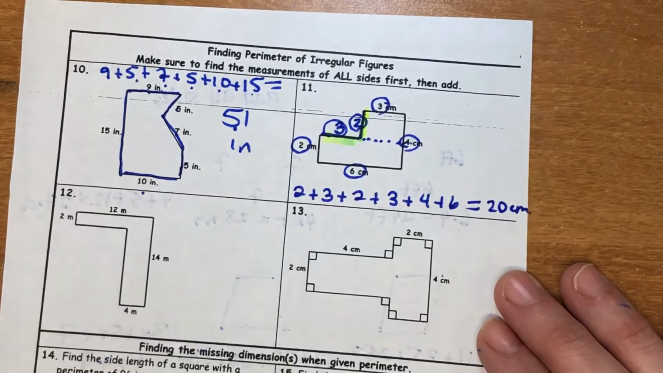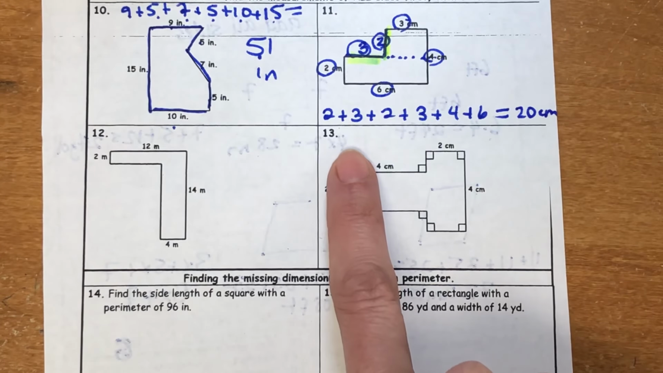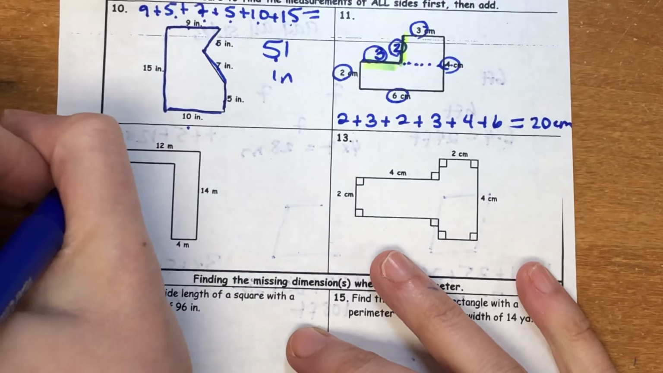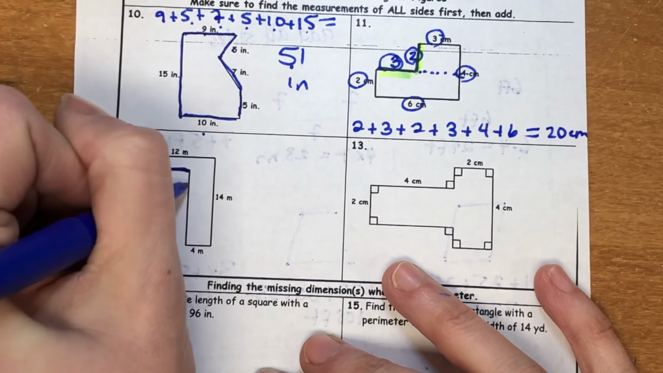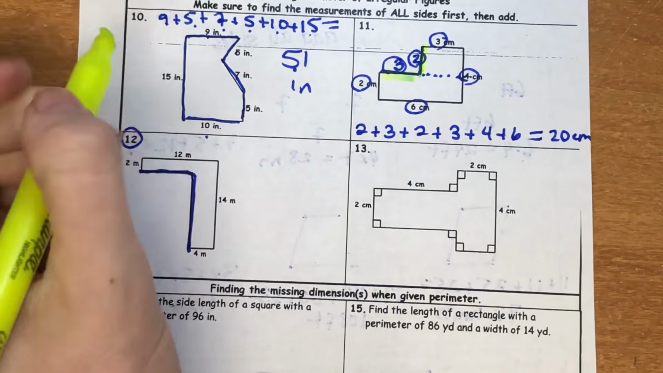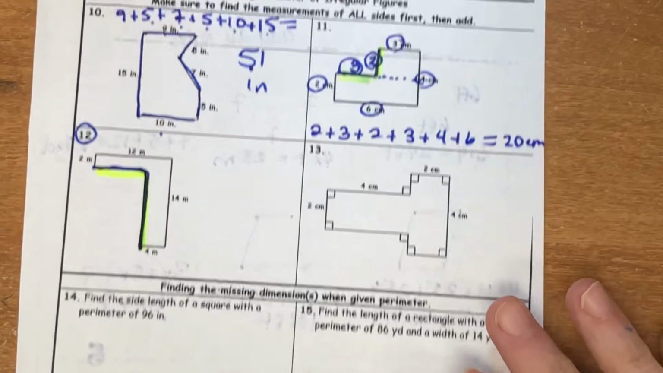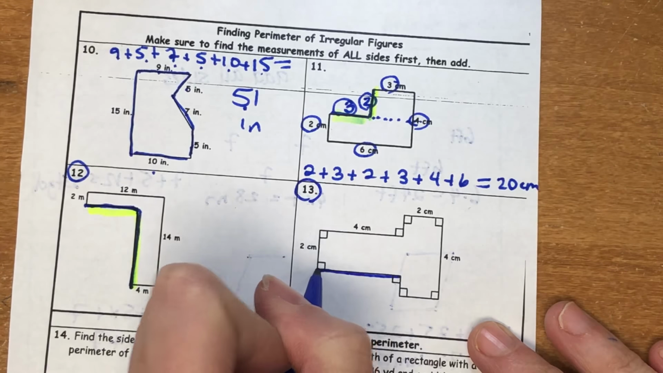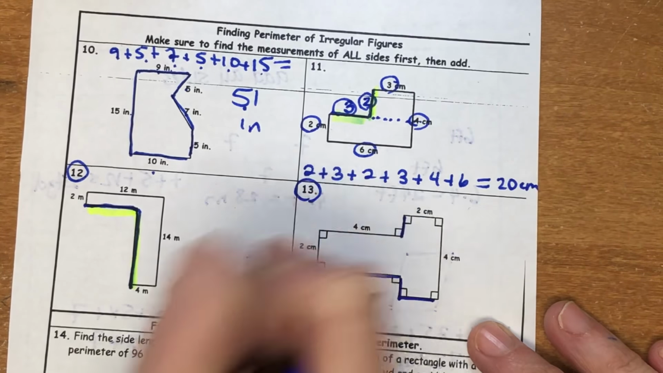Okay? All right, so what I want you to do on your own is number 12 and number 13, okay? You have to figure out what the missing pieces are. So for number 12, you're figuring out what this missing piece is, and you're figuring out what this missing piece is. You need to make sure you figure out these 2 pieces. And for number 13, you need to figure out what this missing piece is, this missing piece, and this missing piece.